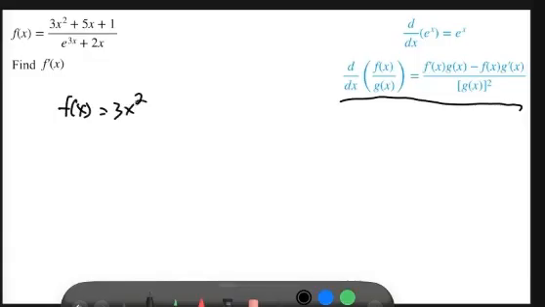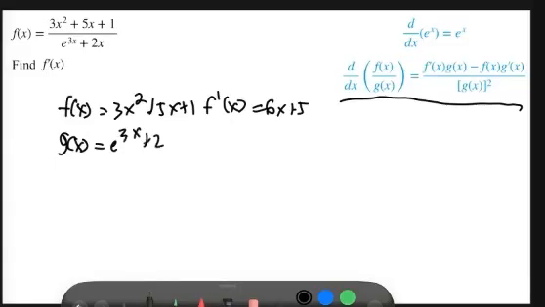The derivative of the numerator is 6x plus 5, and then the derivative of the denominator, we use the chain rule, so then we just get 3e to the power of 3x. And the derivative of 2x is just 2. So we get the derivative of g of x as 3e to the power of 3x plus 2. Now we plug in everything into the quotient rule.